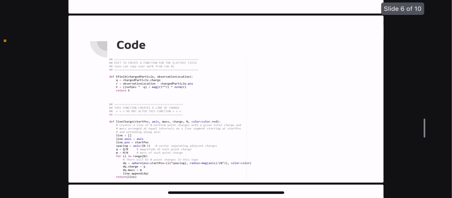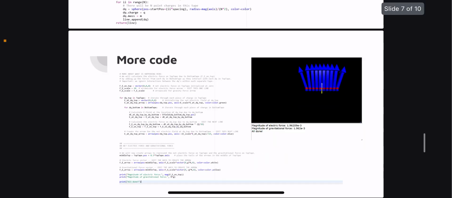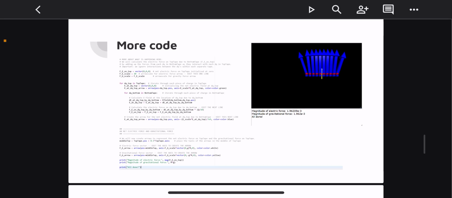Here's the code that demonstrates this idea. We have the formulas of the electric field. We have the line charge, where we use the idea of multiple bits of charge to do the job, and so we're looping over some n amount of charges. We have some cool stuff here with the arrows. Here's what the code says.